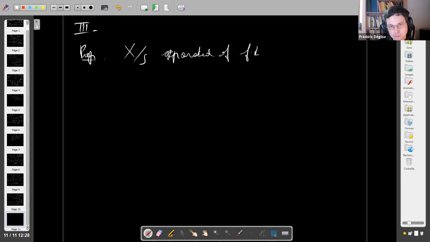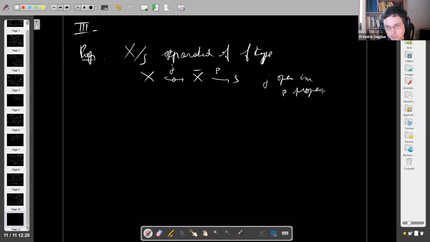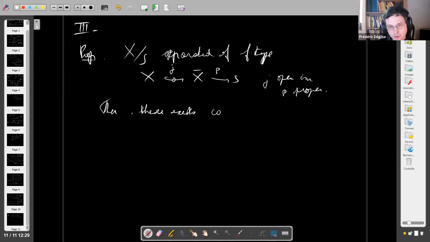And then because it's separated, it admits a compactification. So we can factorize this as an open immersion j into X bar over S, with j an open immersion and p proper. By definition, almost by definition of being separated of finite type, actually it's a theorem of Deligne, you have a compactification. Then in this case, there exists the following commutative diagram.